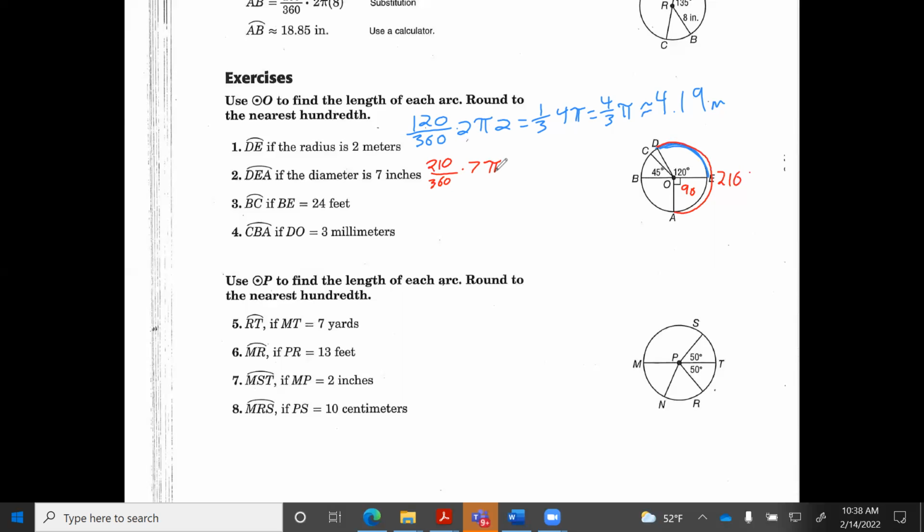Which part are you asking? This part here? The 210, we added those together, out of 360. And then multiply by our circumference, which since I gave some diameter, circumference with diameter is just diameter times pi, so 7 pi.